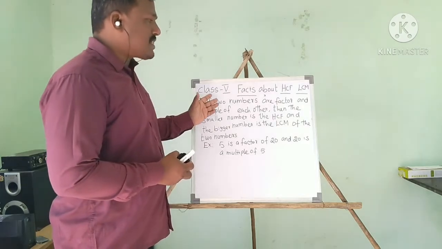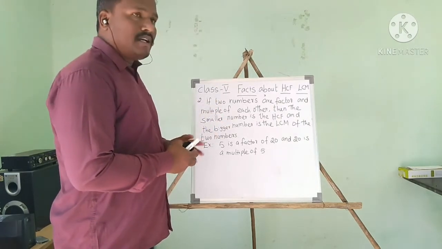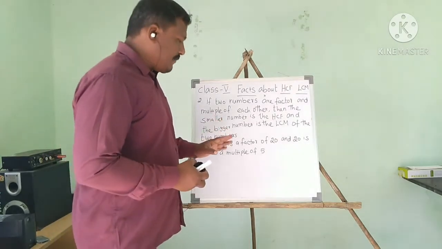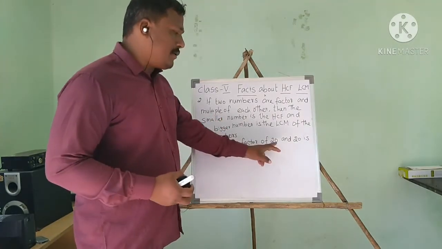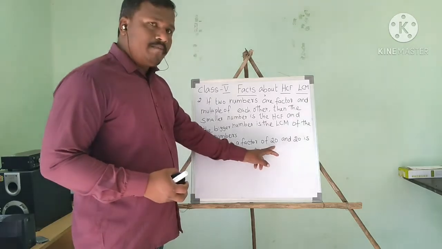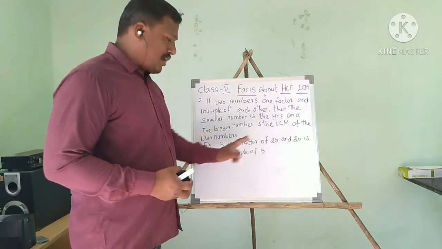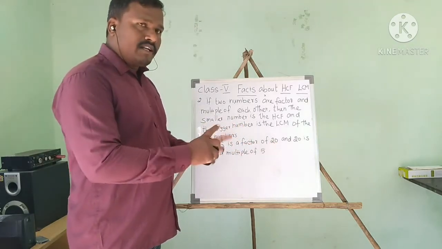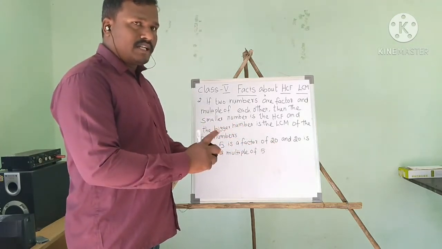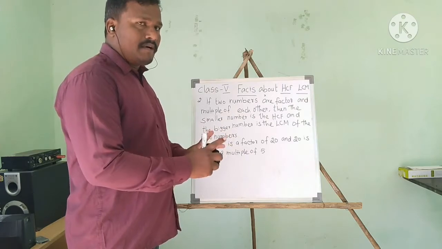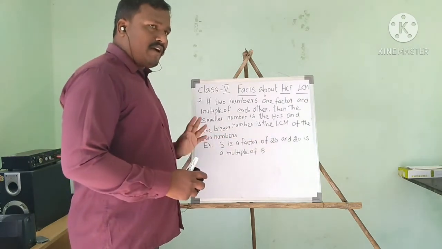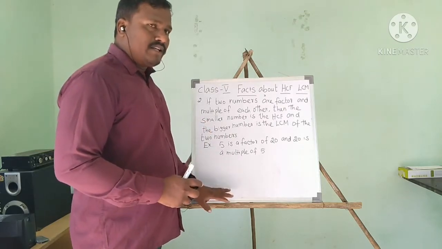If two numbers are a factor and a multiple of each other, for example 5 and 20, then 20 is a multiple of 5 and 5 is a factor of 20. So both are a factor and multiple of each other. I will give some examples so that you can understand.